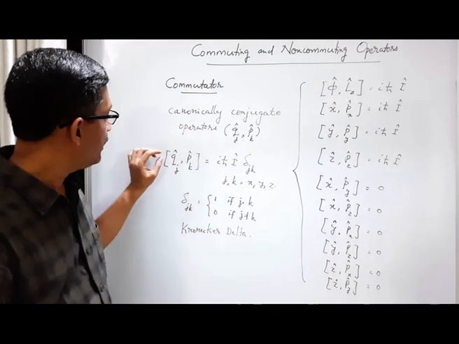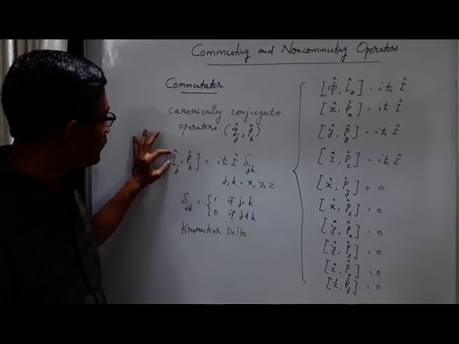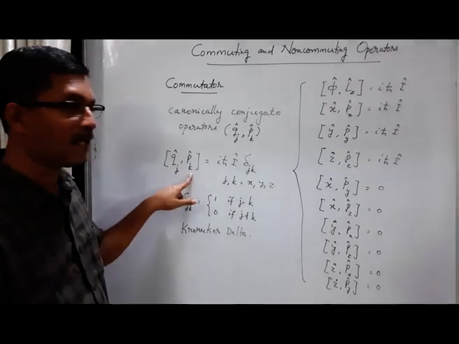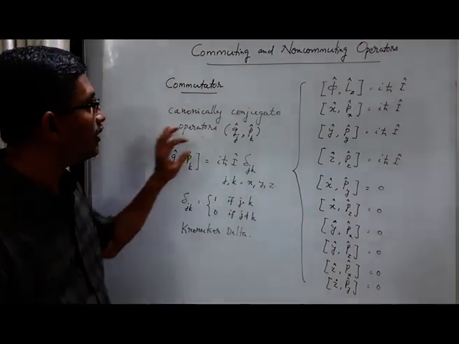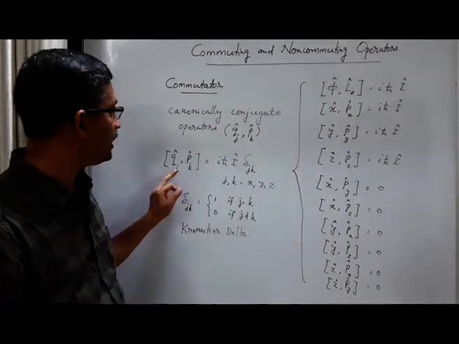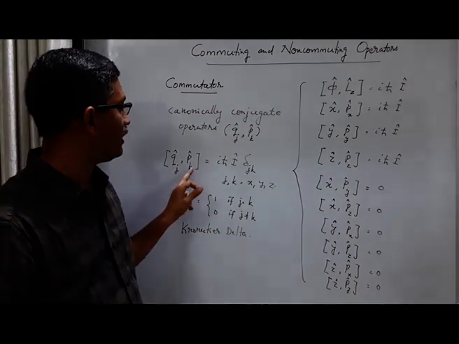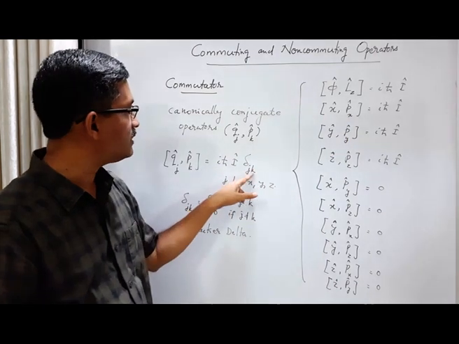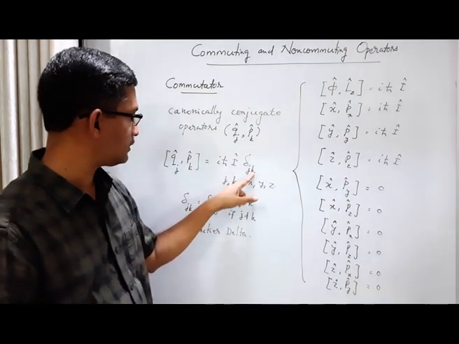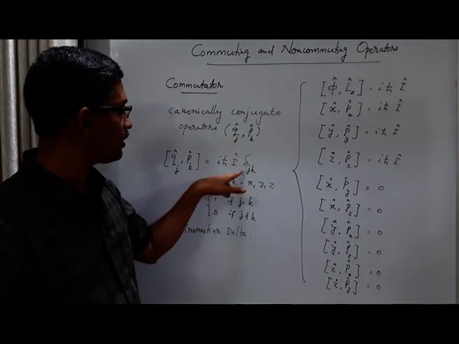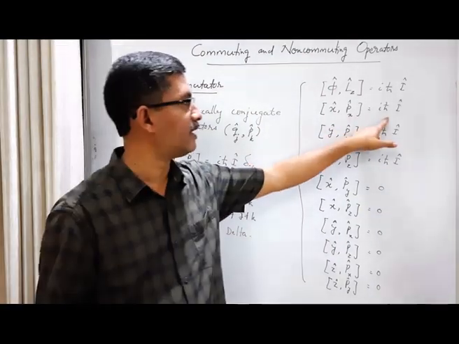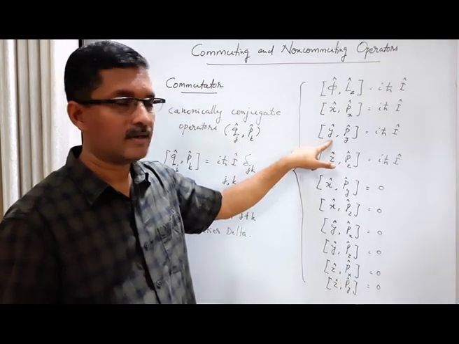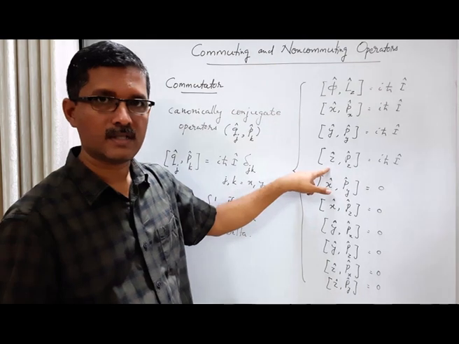Now, regarding this suffix, suppose this is position along x, j is equal to x, and suppose k is also x, then this is x. And what is the result? When j is equal to k is equal to x, the Kronecker delta gives 1, we get i h-cross times the identity. It is the same for this: here j is equal to k is equal to y, and j is equal to k is equal to z.